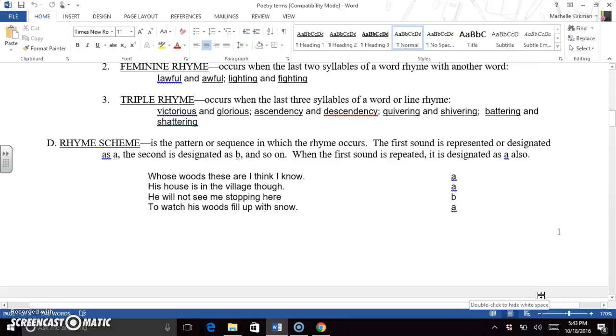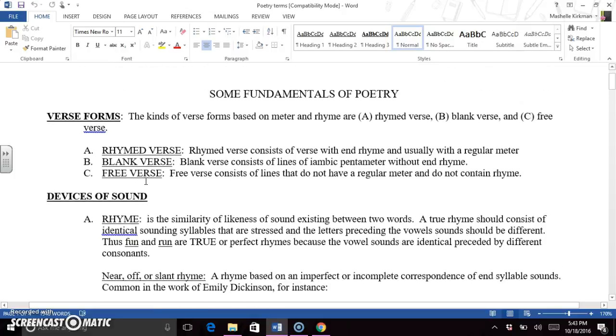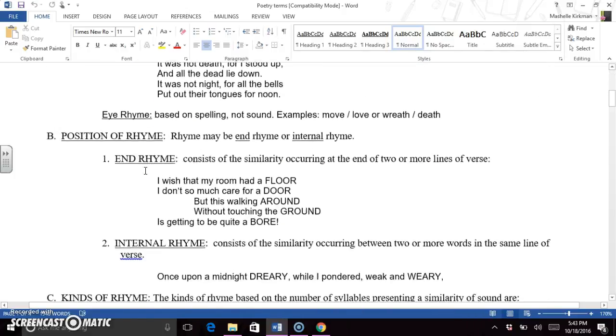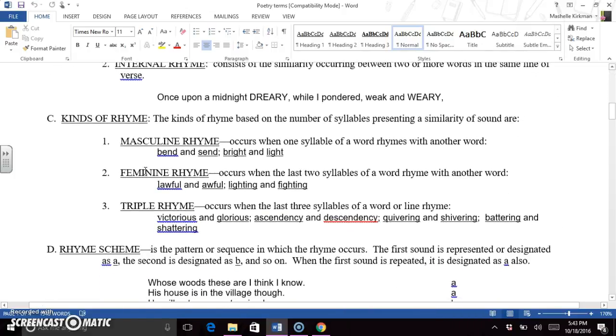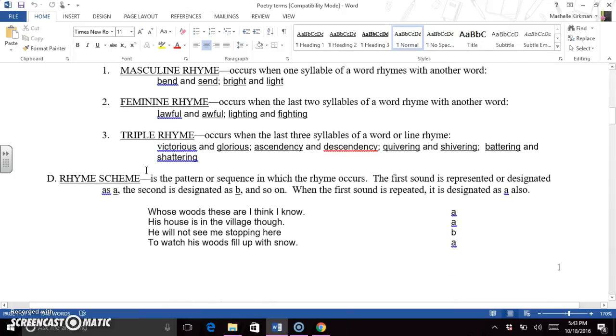So it's important that you have that. So the first thing we have here is rhyme scheme. We've done all of this. We've done the verse form, the devices of sound, the position of the rhyme, and the kinds of rhyme. Now we're going to look at the rhyme scheme.